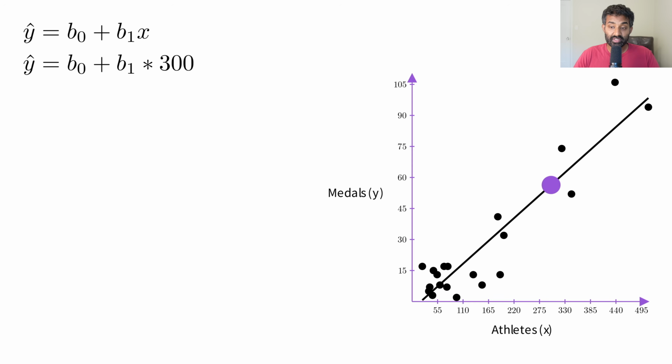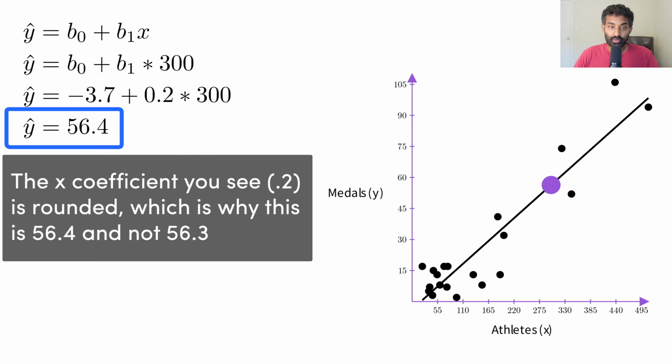So let's say we want to predict how many medals we will win if we enter 300 athletes into the Olympics. So we'll first substitute X for 300. Then we'll add in our coefficients for this line. So the y-intercept is negative 3.7, and the coefficient for X is 0.2. So for every athlete you enter into the Olympics, you expect to win 0.2 medals. So we multiply that out and we end up with our predicted Y of 56.4. So our prediction would be that if we enter 300 athletes into the Olympics, we will get 56.4 medals.